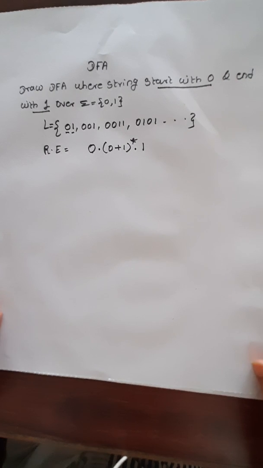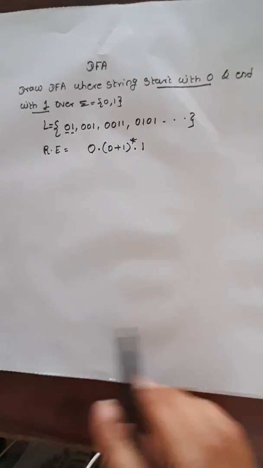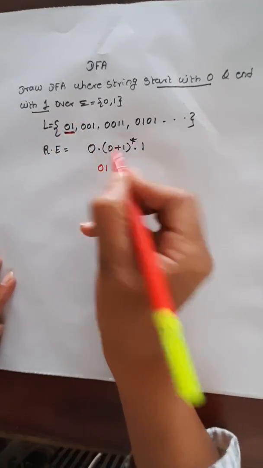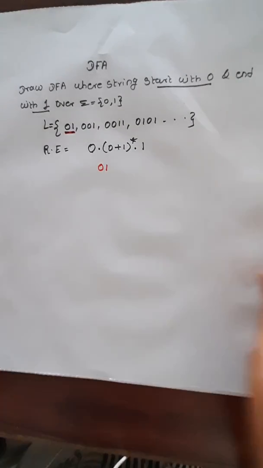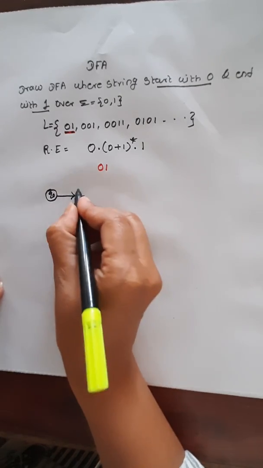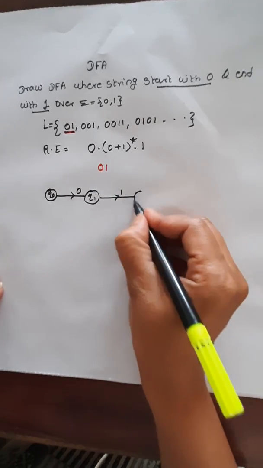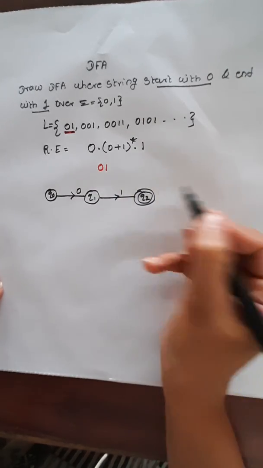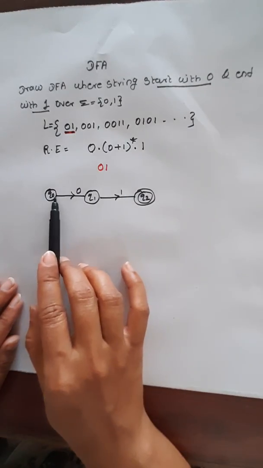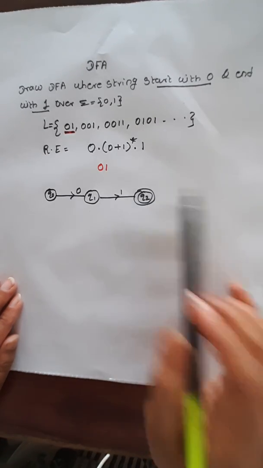Clear everyone? Now keep in mind while drawing the DFA, first of all you have to draw the DFA for the minimum string. Which one is the minimum here? The 01. So start with the initial state Q0. By taking the 0 it moves to the state Q1, and by taking the 1 it moves to the final state Q2. This is the DFA for the minimum string 01. Through this the 01 is accepted and reaches the final state. The double circle state is the final state.